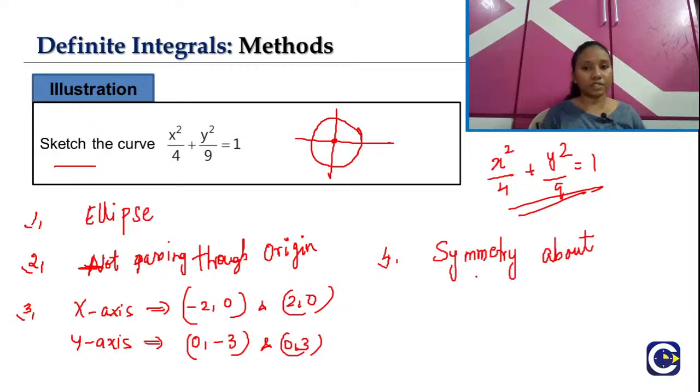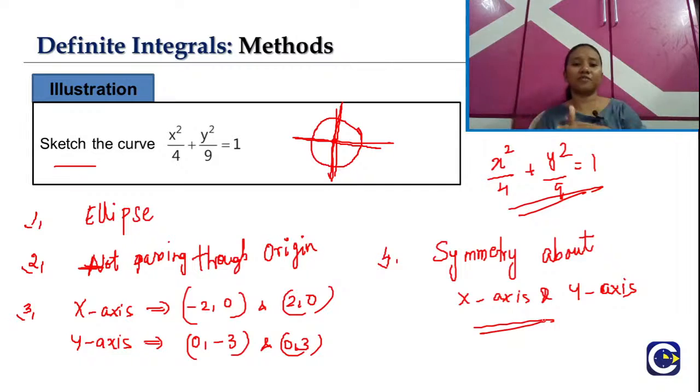Anyone? So you can observe that if this is our x-axis, it's obviously symmetric about the x-axis. As well as with respect to the y-axis, the given curve is symmetric about the y-axis also. So the given curve x square by 4 plus y square by 9 equal to 1 is symmetric about both the axes, x as well as y. So these are the basic pieces of information which we can conclude by plotting the given curve. So it is symmetric about both the axes, x as well as y.